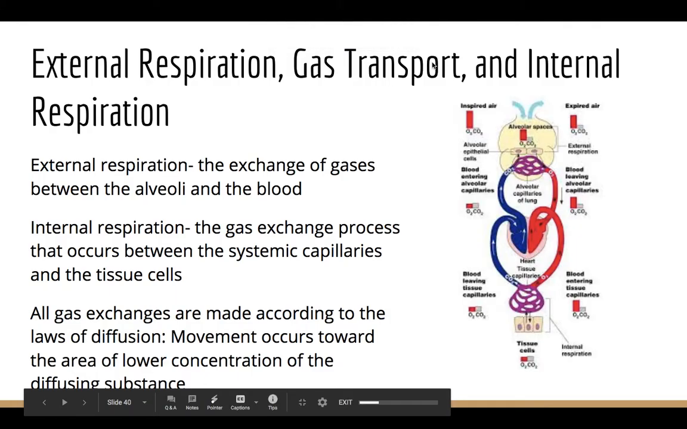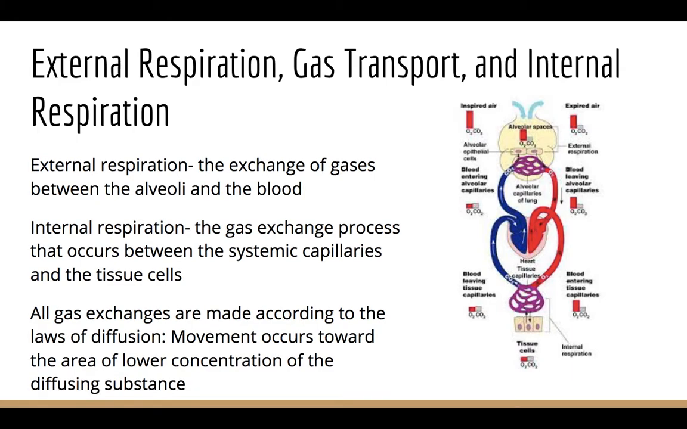This is Thursday's lesson. We're going to start talking about external respiration, gas transport, and internal respiration. So external respiration is the exchange of gases between the alveoli and the blood. And internal respiration is the gas exchange process that occurs between the systemic capillaries and the tissue cells. All gas exchanges are made according to the laws of diffusion. So movement occurs toward the area of lower concentration of the diffusing substance, so high to low.